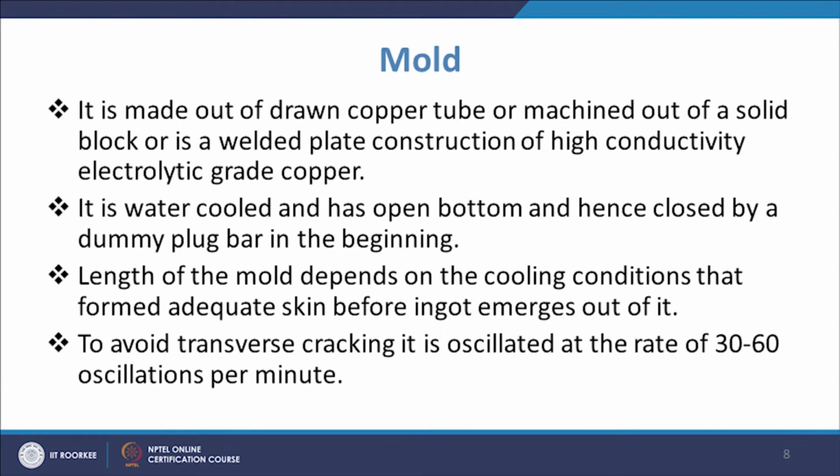So then the metal comes towards the mold. Now we have already discussed that this mold is made of the drawn copper tube, or machined out of a solid block, or is a welded plate construction of high conductivity electrolytic grade copper. So the mold in the case of continuous casting is made with high grade electrolytic grade copper, and copper is chosen for the obvious reason that it has very high conductivity, and it can remove the heat of the molten metal very fast.